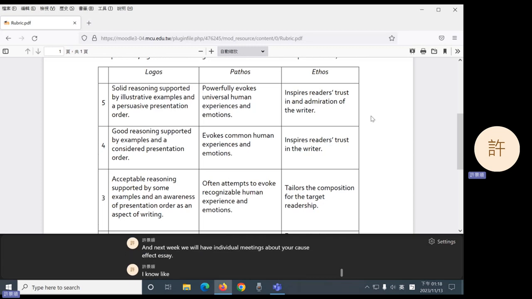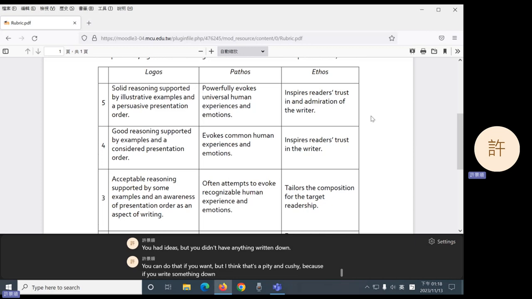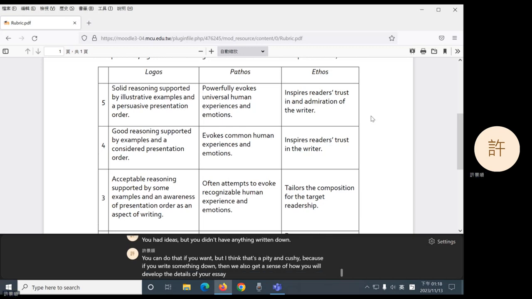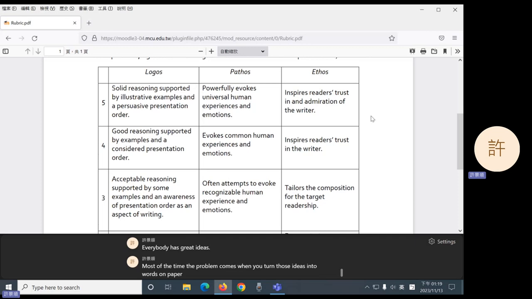I know, like last time for the exposition essay, most of you came to see me empty-handed. You had ideas, but you didn't have anything written down. You can do that if you want, but I think that's a pity, 很可惜. Because if you write something down, then we also get a sense of how you will develop the details of your essay. Ideas are great. Everybody has great ideas. Most of the time, the problem comes when you turn those ideas into words on paper. So if you can bring me words on paper, then we have something more specific to discuss. But in the end, it's your choice.